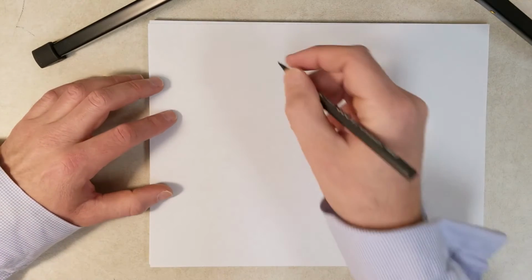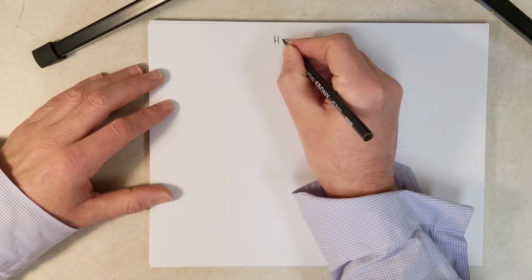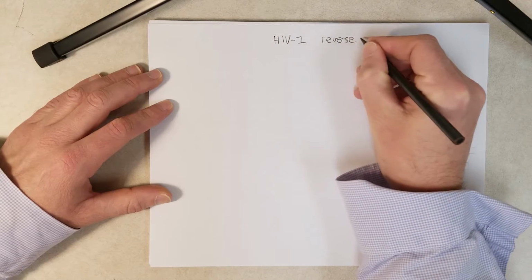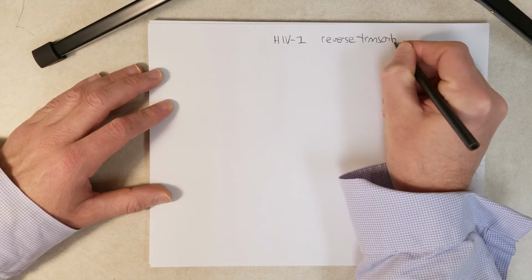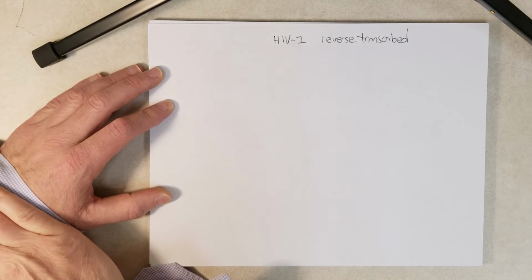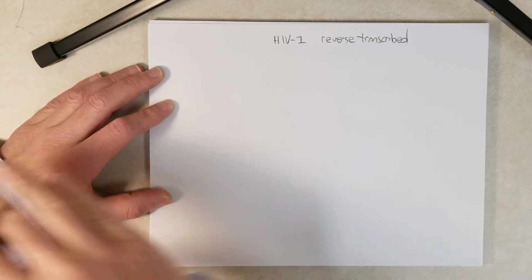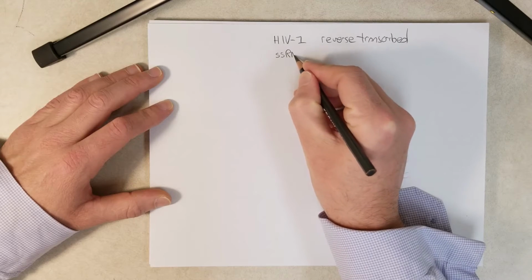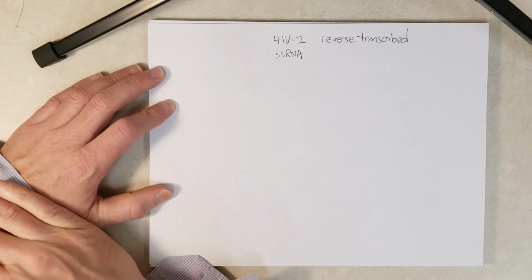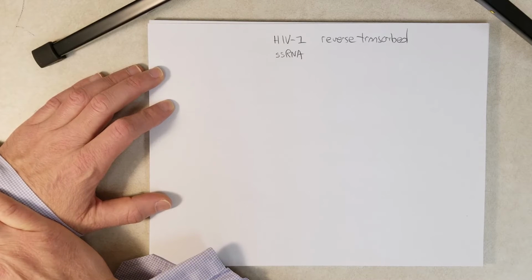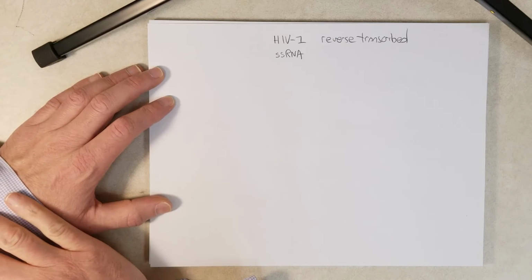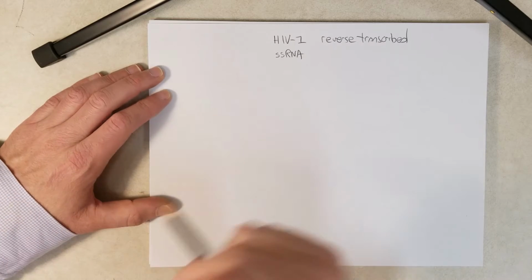Hey everyone, in this video I am going to describe how the virus HIV-1 is reverse transcribed so it can be integrated into a genome. HIV-1 is a single-stranded RNA virus, but it integrates into the genome. In order for it to do that, it needs to turn its single-stranded RNA genome into a double-stranded DNA, and then it can be integrated into the genome.